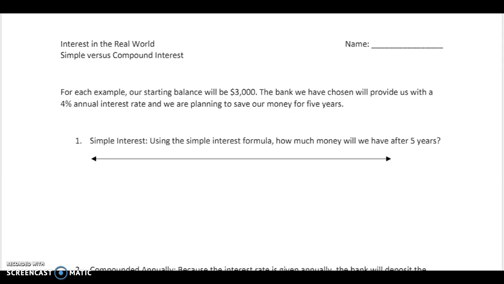And it says that we're planning to save our money for 5 years. So number one, it's just a simple interest problem. This is what you guys have been doing before. Using the simple interest formula, how much money will we have after 5 years? Now the reason I have a number line set up for us is because we really want to think about this as we're starting here today, and our money is going to grow and grow and grow until the end of 5 years we're going to take it out. Okay, so again, here's today, year zero, but I'm going to take the money out at year 5.